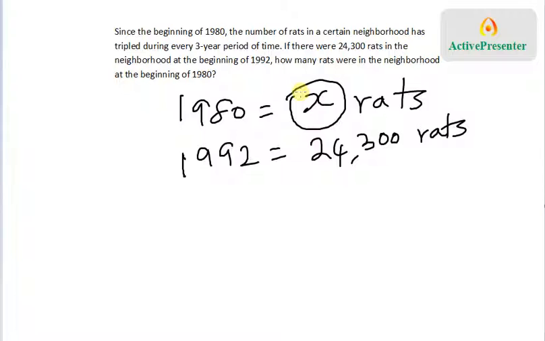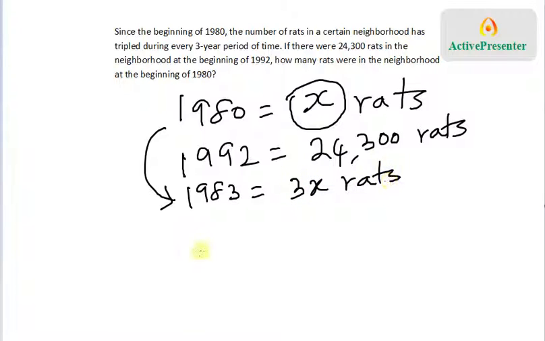What else do we know? We know that every 3 years, this population of rats is tripling. So in 1980, there were X rats. In 1983, there are 3X rats. In 1986, there are 9X rats. Because it's tripling every 3 years, you need to multiply by 3 every 3 years. So it goes on like that.